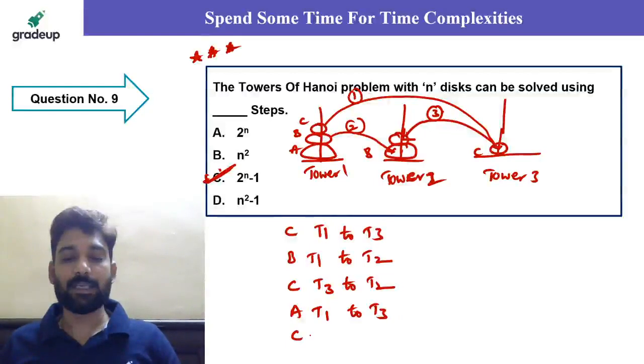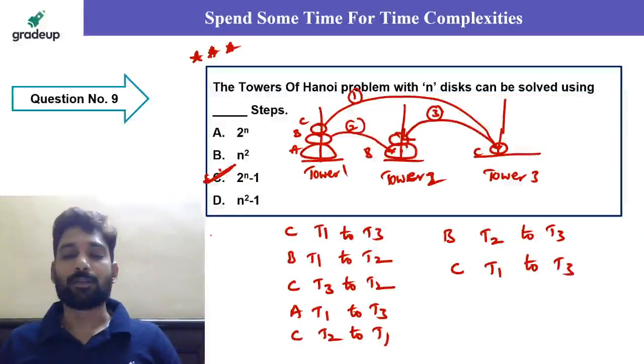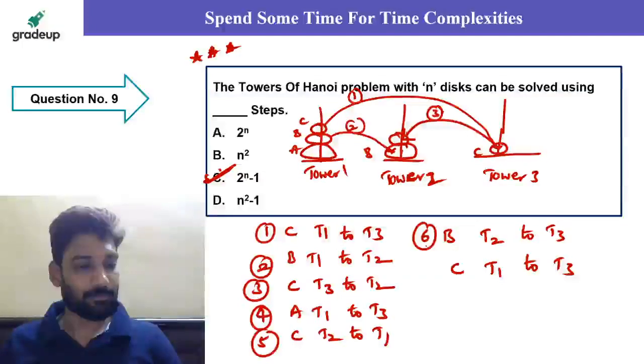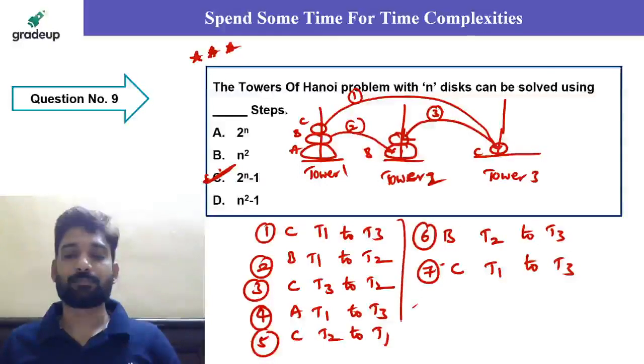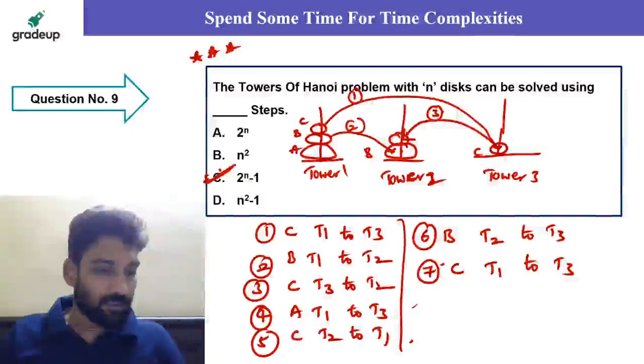Then C from tower 2 to tower 1. Then B from tower 2 to tower 3. Finally C from tower 1 to tower 3. So total how many steps? You just try these operations so that you will understand. So 7 steps. Very, very important question, guys. So Channakeshwali is telling, sir, this question is asked in EESL exam.